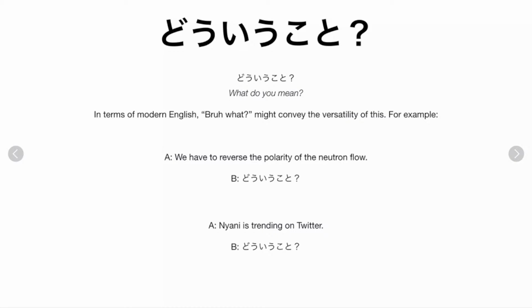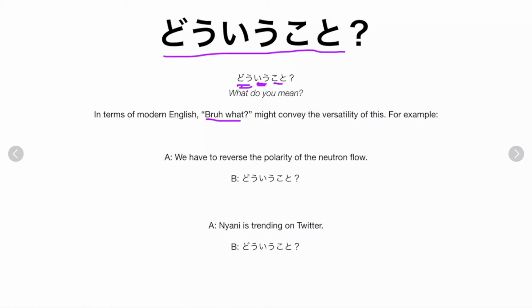Expanding on that, doyu koto, you will hear this a lot as well. And this is seeking clarification from someone. It's like, what do you mean, right? Doyu, right? What kind of thing is it that you're saying it like that? How can you say that thing? What is it that makes you say that? Why do you say that? What do you mean? In modern English, I would call this bruh, what? Right? Because that's kind of how you would use doyu koto.